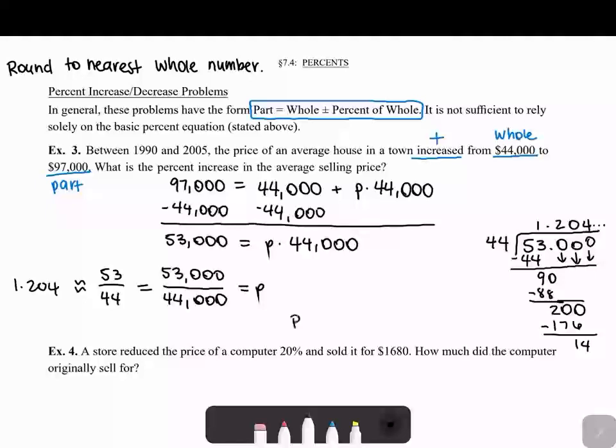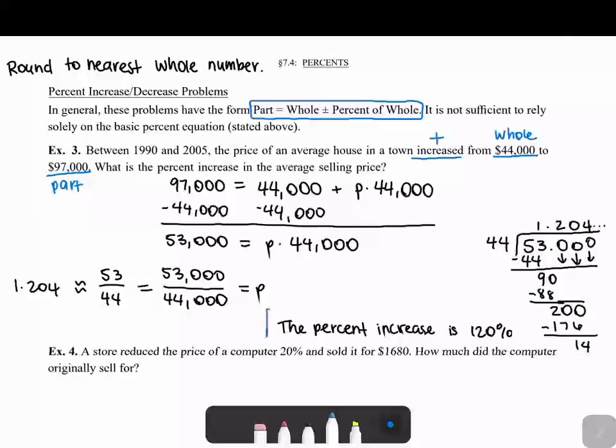So then we just write this as an actual percent. If you're given a percent problem, although we know that we can write percents as fractions and decimals, you need to write a percent for your answer. So the percent increase is 120%. Okay, so that's how you do problems like this.